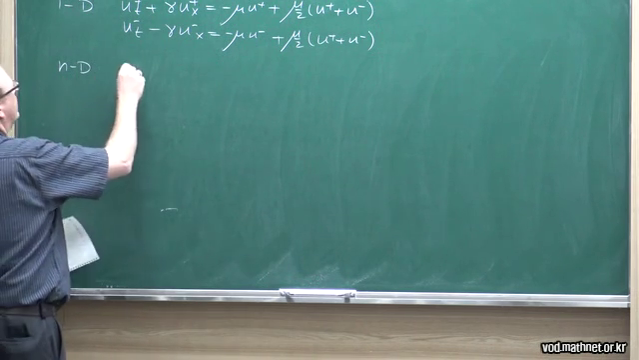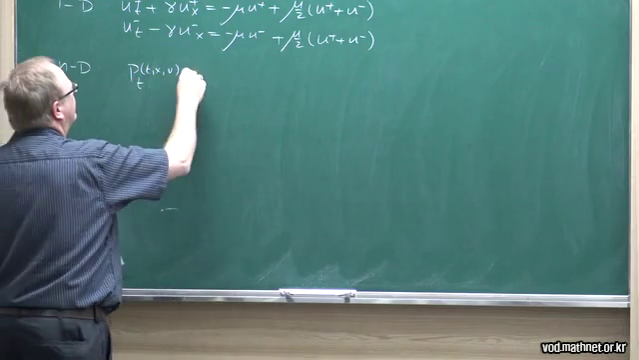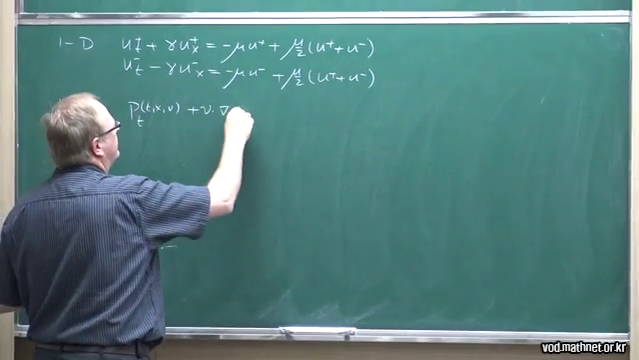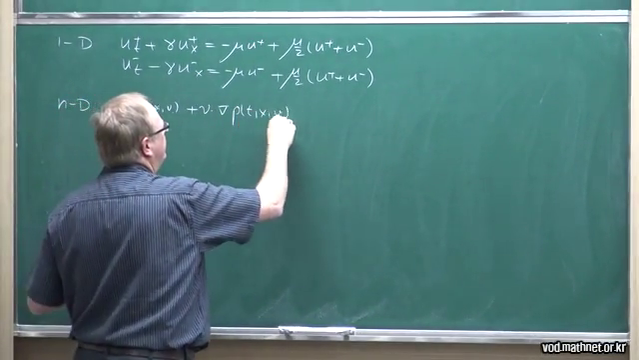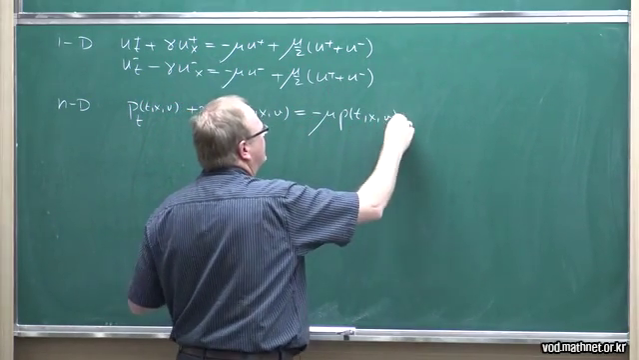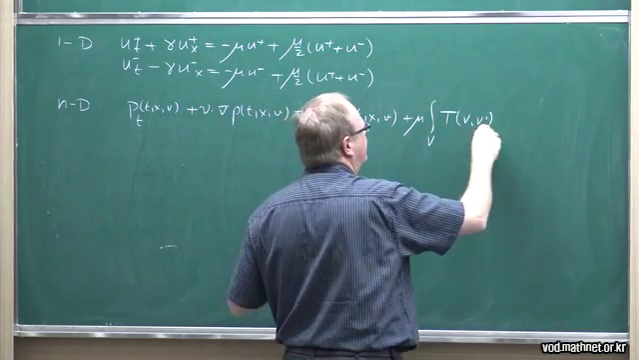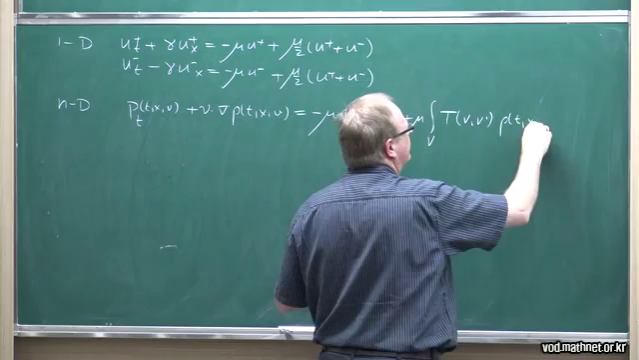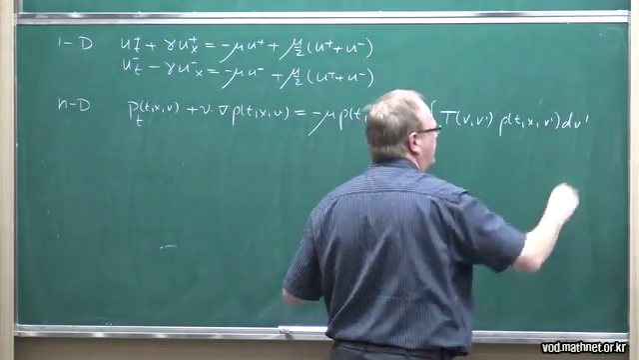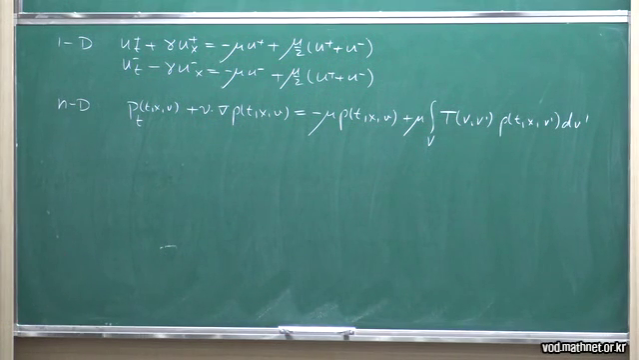In n dimensions, we have p of t, x, v: the time derivative plus v times the gradient of p of t, x, v equals minus mu p of t, x, v plus mu times the integral of T(v, v prime) p of t, x, v prime dv prime. So what I would like to do now is to understand the 1D case as a special case of the general case. So let's do that.